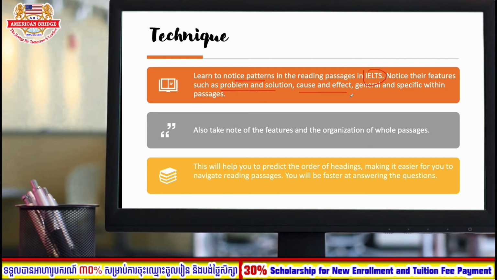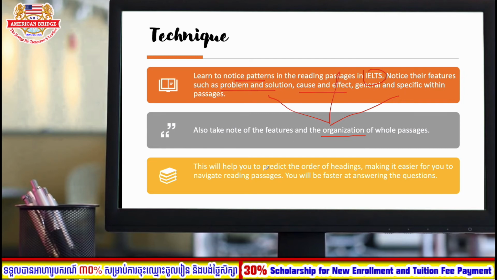When you guess the heading, it's much easier. And remember to take note of the features and the organization of the paragraph. So the organization: does the paragraph start with a problem and is followed by the solution? Does the paragraph start with the effects and is followed by the cause? Does the paragraph start with the specific problem and is followed by the general problem? So learn to notice these organizations.